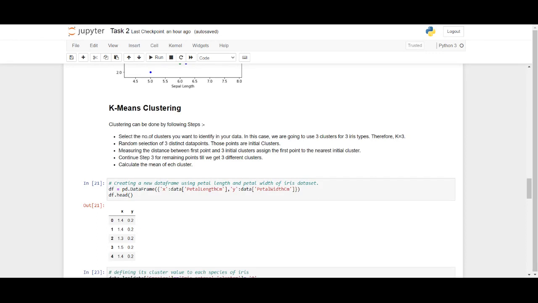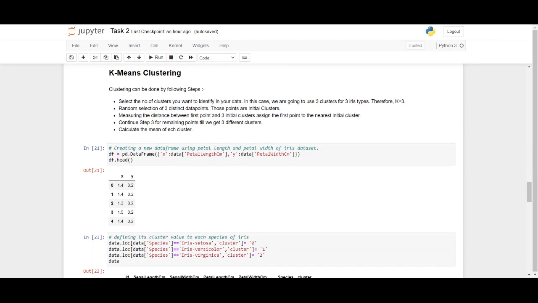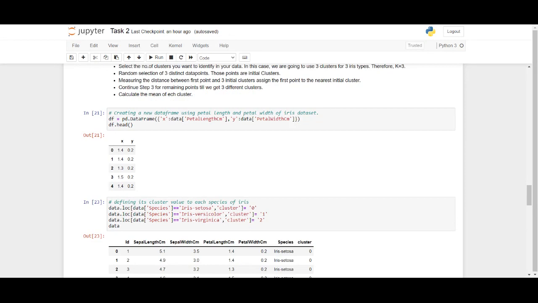Random selection of 3 distinct data points. Those points are the initial clusters. Measuring the distance between the first point and the 3 initial clusters, assign the first point to the nearest initial cluster. Continue step 3 for the remaining points till we get 3 different clusters, calculating the mean of each cluster.